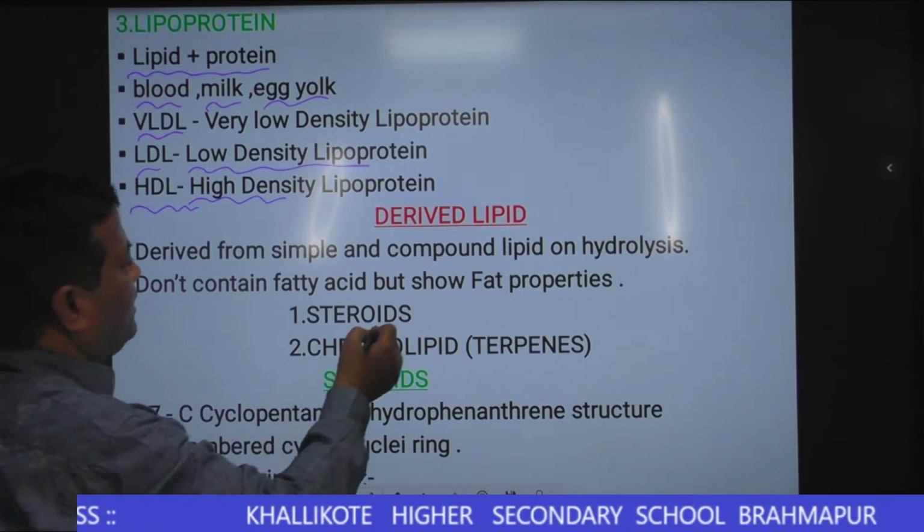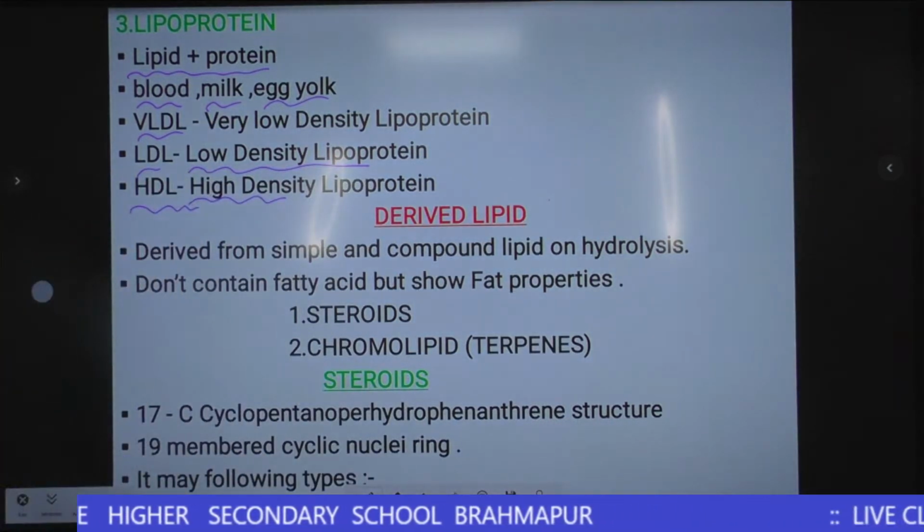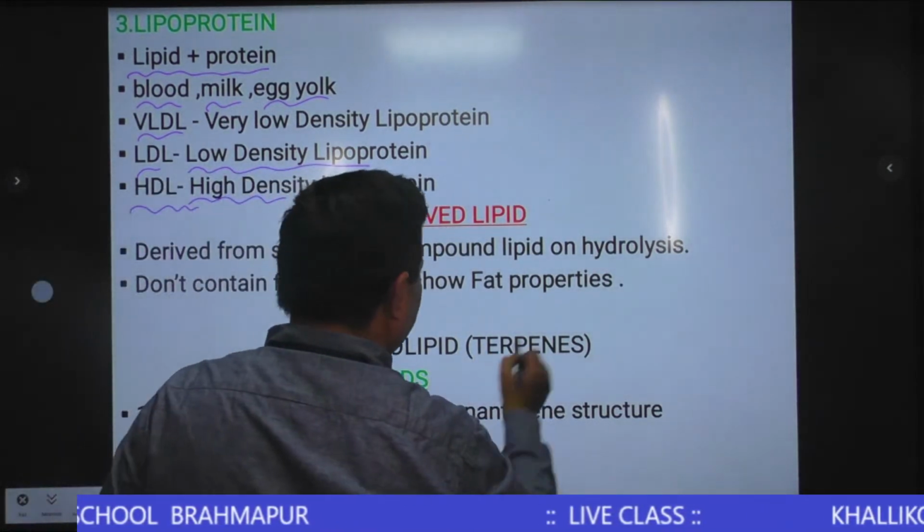Then comes derived lipid. Derived lipid means those lipids which are obtained or derived from simple and compound lipid on hydrolysis.